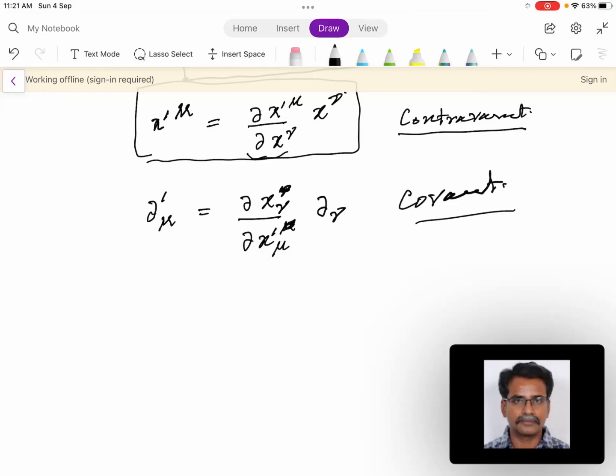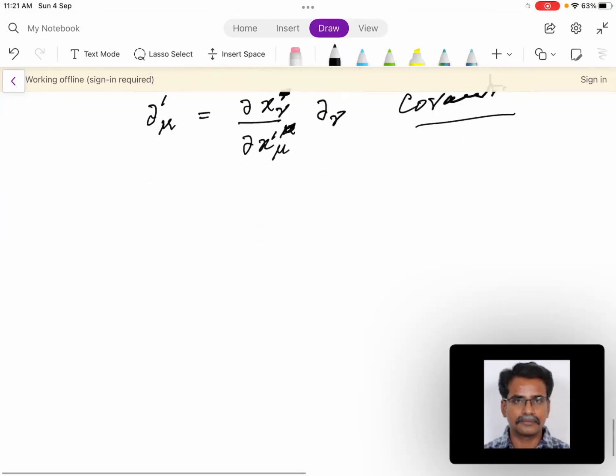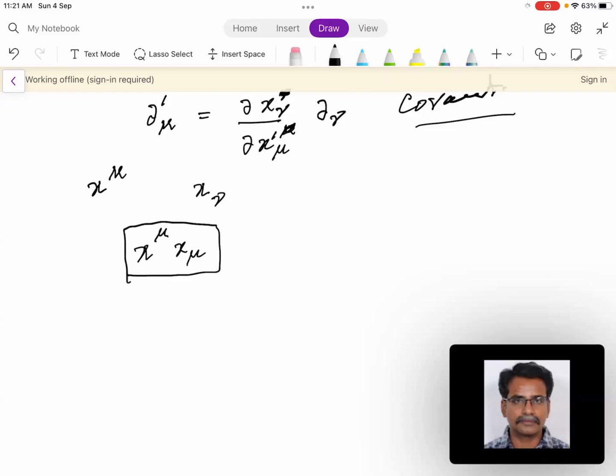Now, just like what we have seen here, if you have some x mu, and a corresponding x nu, and you want to find something that is invariant under Lorentz transformations, then you must write x mu, x mu. This is like the magnitude of this vector, or a scalar which is invariant under transformation. So such quantities are called Lorentz scalars.